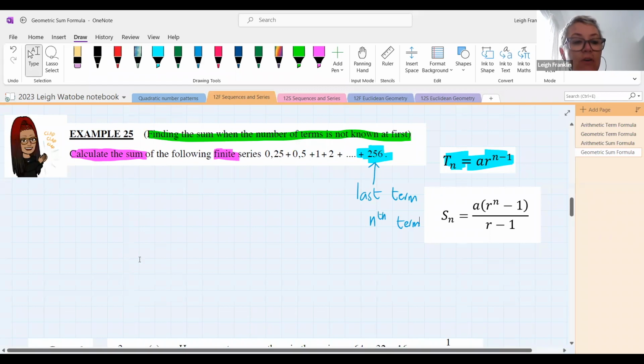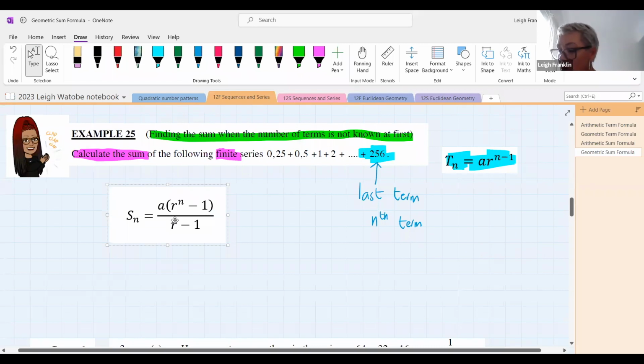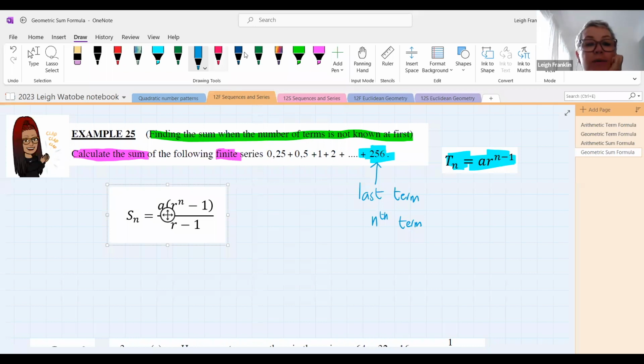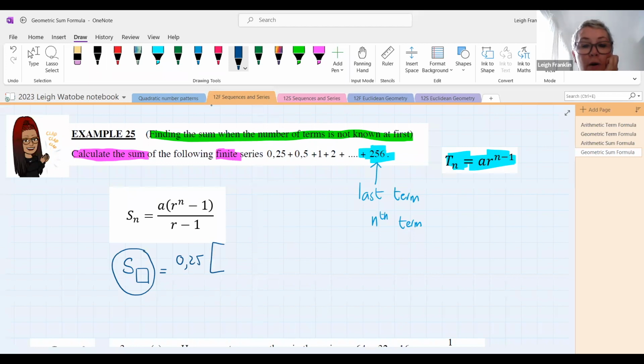When they say to us, calculate the sum, they want us to use this formula. But we can't just substitute into this formula because now we've got two unknowns. They want me to calculate the sum, but I don't know the sum to how many terms. So this is an unknown. I know what A is. I know it's 0,25. I know what R is because I can say a half divided by a quarter. If I take a half and divide it by a quarter, that means that R is equal to 2. So I can work out what that is.